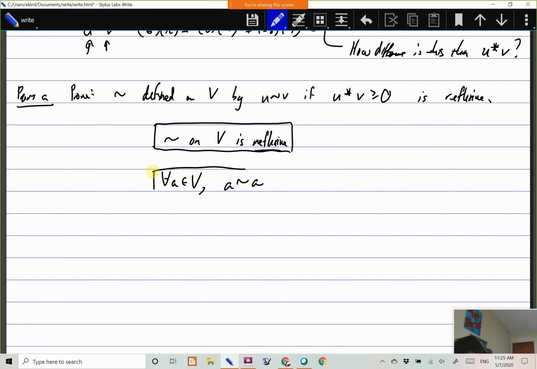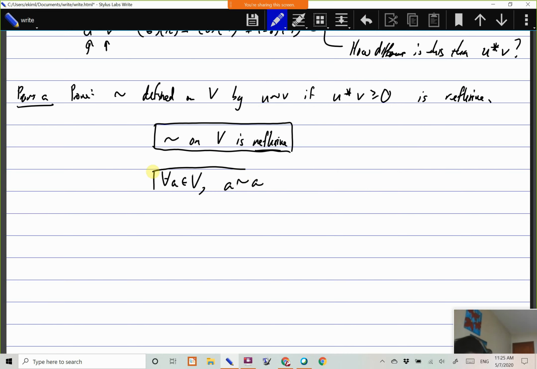And if we translate what that means, so go back up here. U tilde V translates to U star V greater than or equal to 0. In other words, what we want to show is a star a greater than or equal to 0. All I did was I took the two pieces of blue text and plugged in little a for both little u and little v. That's all we want to do here, right?